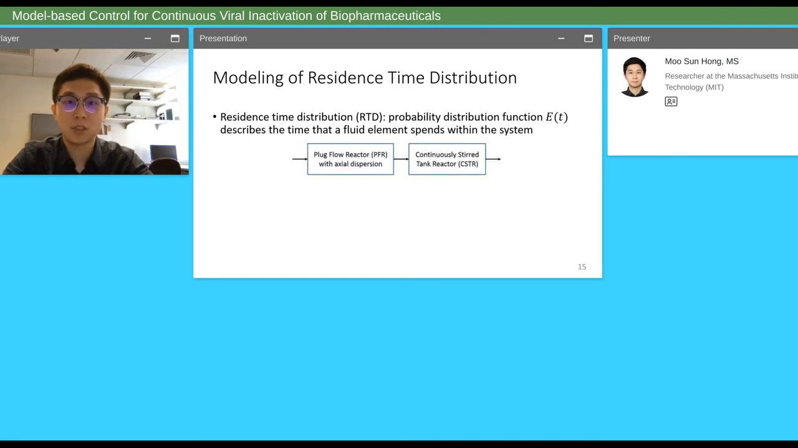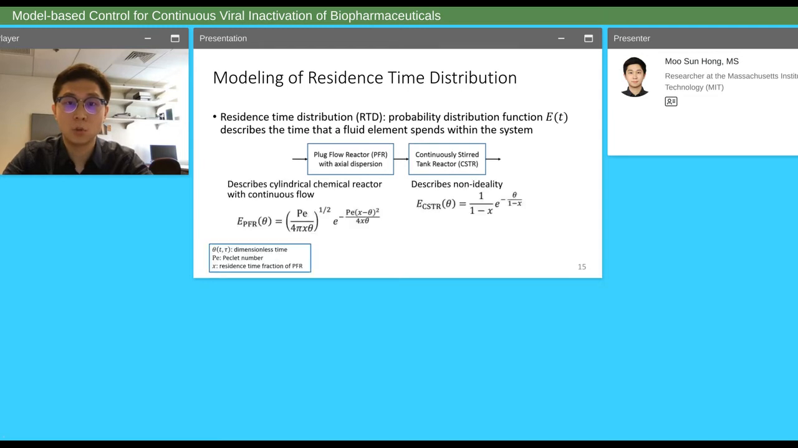The column was modeled as a plug flow reactor with axial dispersion in series with a continuously stirred tank reactor, with the respective residence time distributions shown in the given formulations. Plug flow reactor with axial dispersion describes the cylindrical chemical reactor with continuous flow, and continuously stirred tank reactor describes any non-ideality that might be present in the actual column.